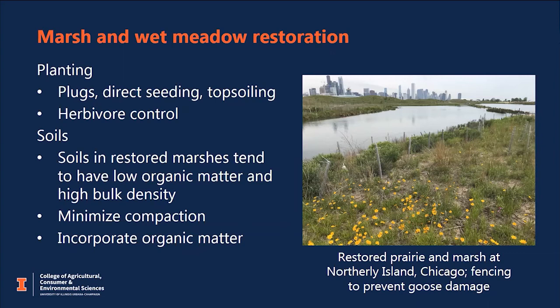And soils are also an important consideration in marsh and wet meadow restoration. Soils in restored marshes tend to have very low organic matter content and very high bulk density, so that the soils are heavy and dense. And so it's important during the restoration process to really minimize compaction to the extent possible with earth moving equipment. In some cases, it's been found to be beneficial to directly incorporate organic matter into the soil, for example, by mixing in straw or biochar during the initial restoration phases, which in some cases can improve soil structure and organic matter content.